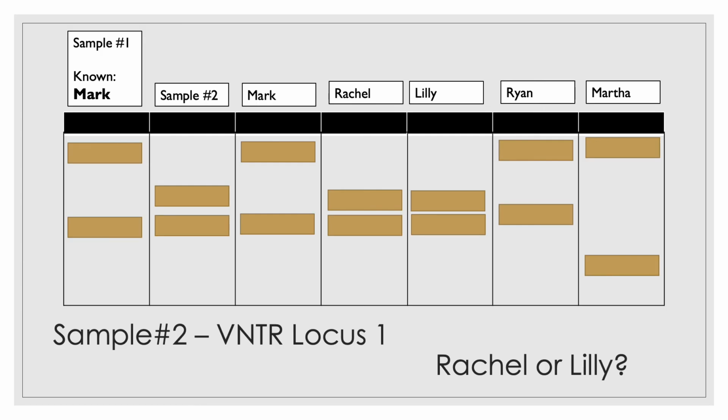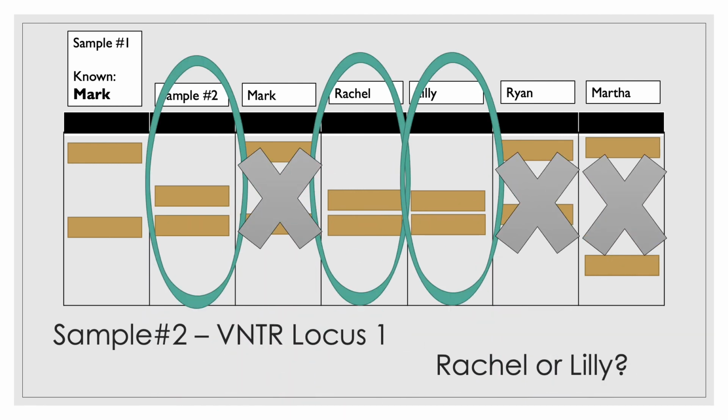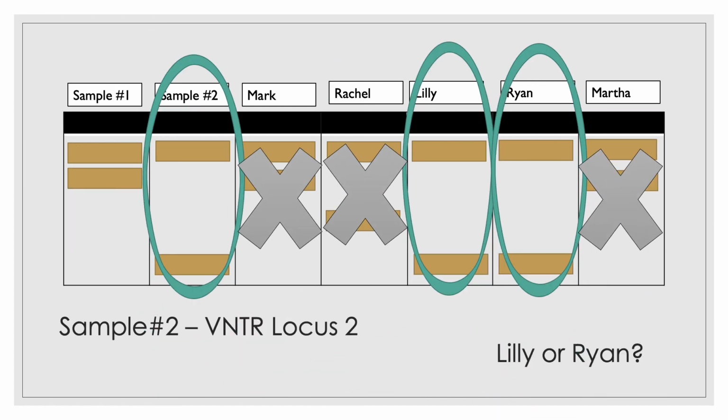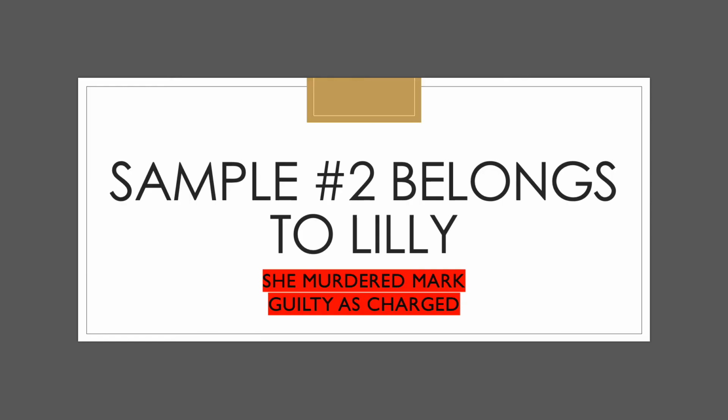Now that sample number 1 is identified, we can proceed and look into sample number 2. For sample number 2, VNTR locus 1, Rachel and Lily were 2 suspects whose both alleles matched the sample. For the VNTR locus 2, Lily and Ryan positively matched both alleles for the sample. When comparing the 2 positively matched suspects from VNTR locus 1 to the 2 in VNTR locus 2, Lily is consistent in both, which makes her sample number 2 and the possible murderer of Mark.